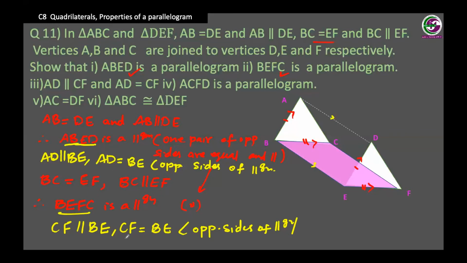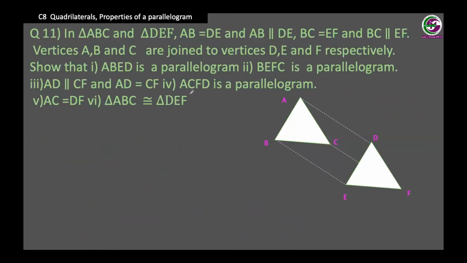Again, BE is equal to CF. So BE is common. So finally, we can say that AD is the same as CF in measurement and they are parallel. Therefore, AD is parallel to CF and AD is equal to CF. That was to be proved in the third part. ACFD is a parallelogram.